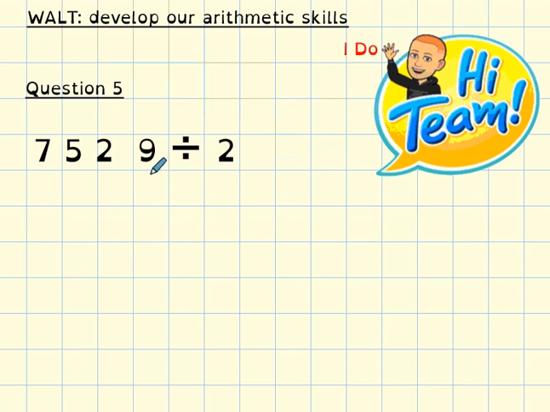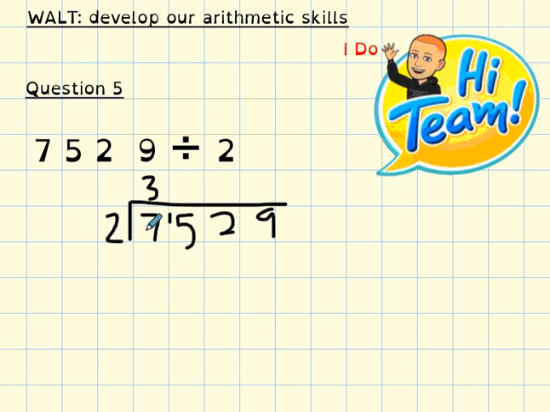Question number 5, dividing using the bus stop method. 7,529 divided by 2. How many groups of 2 can I make from 7? I can make 3 with 1 to exchange. How many groups of 2 can I make from 15? I can make 7 with 1 to exchange.